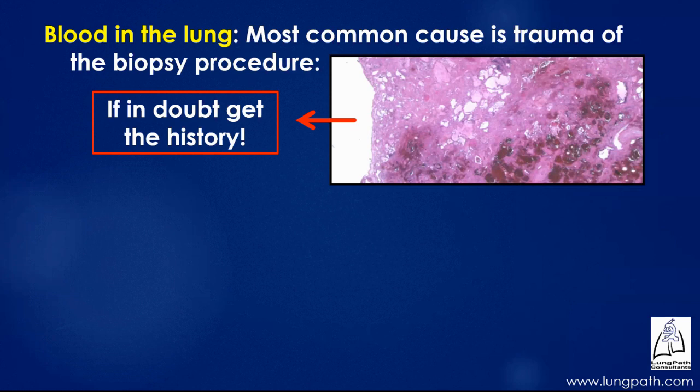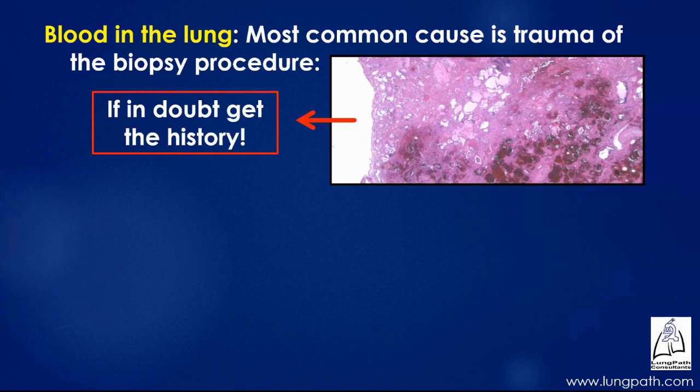Now, at low power in that first slide, you saw there was a lot of blood. And your initial question when there's blood in the lung is: is it related to the biopsy procedure, or is it an alveolar hemorrhage syndrome? The most common cause of blood in a biopsy, even a transbronchial biopsy, is secondary hemorrhage from the procedure itself. And what you see on the right-hand side there is massive hemorrhage from a lot of surgical manipulation.